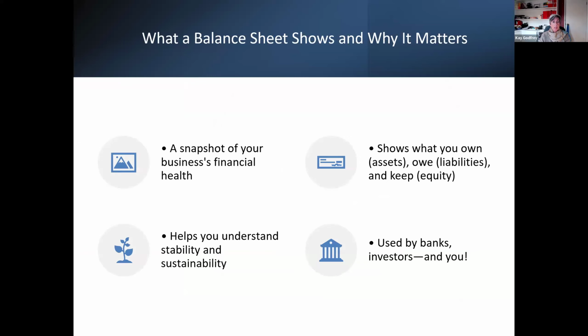The balance sheet is a snapshot of your business's financial health. It shows what you own, which is called your assets, what you owe, which is called your liabilities, and what you keep, which is your equity. So it helps you understand the stability and sustainability of your business. And it's often used by banks and investors, and of course, by you.